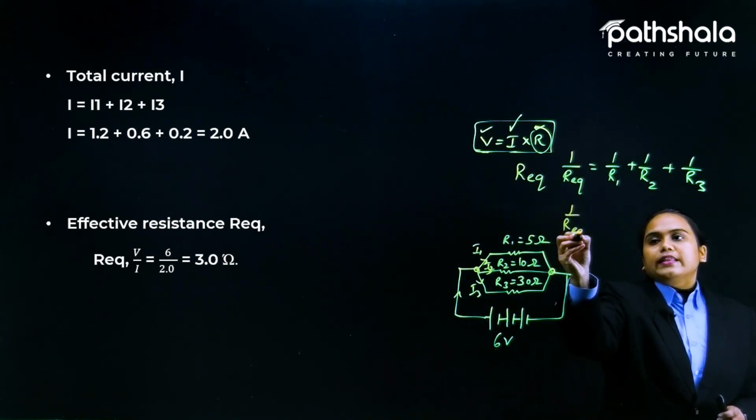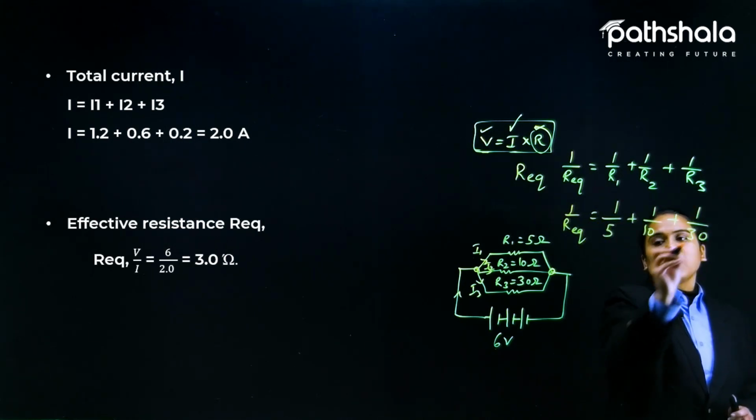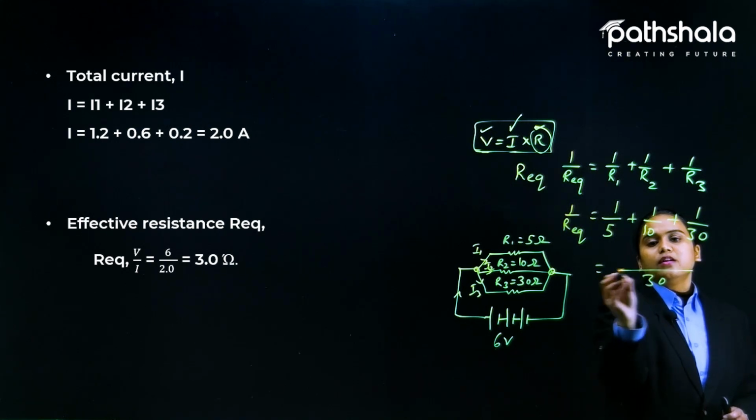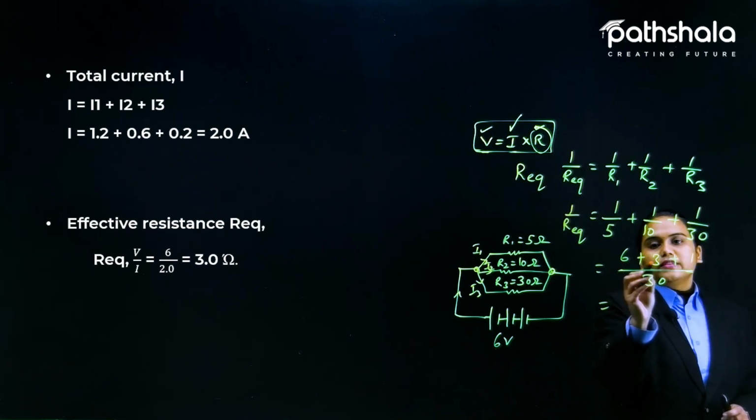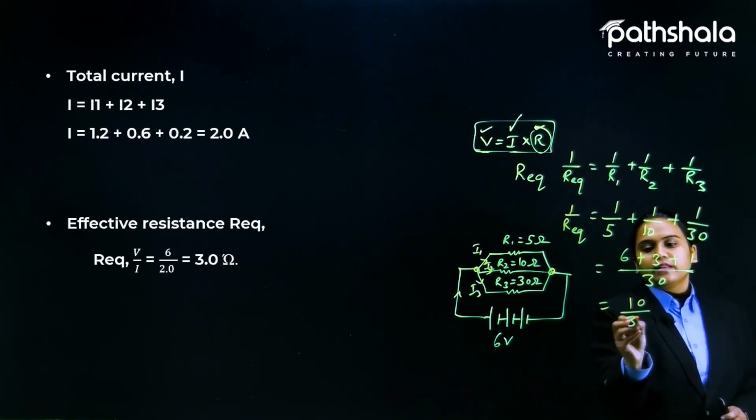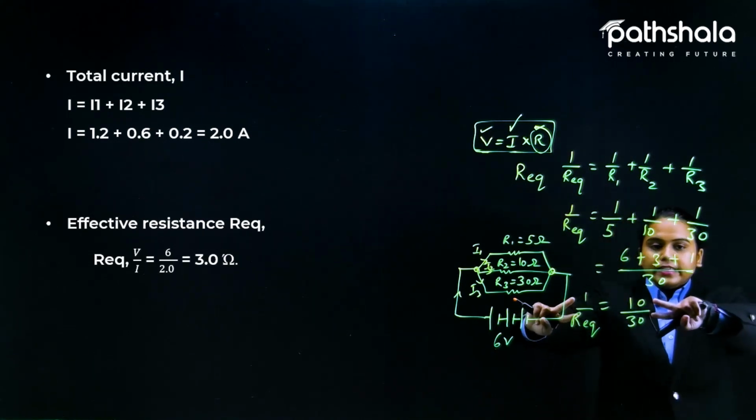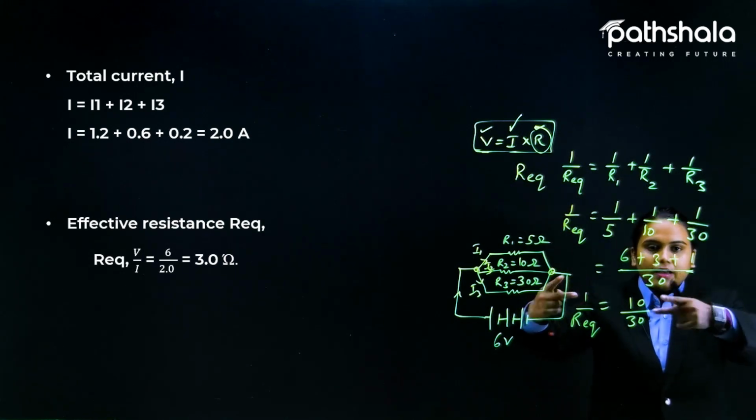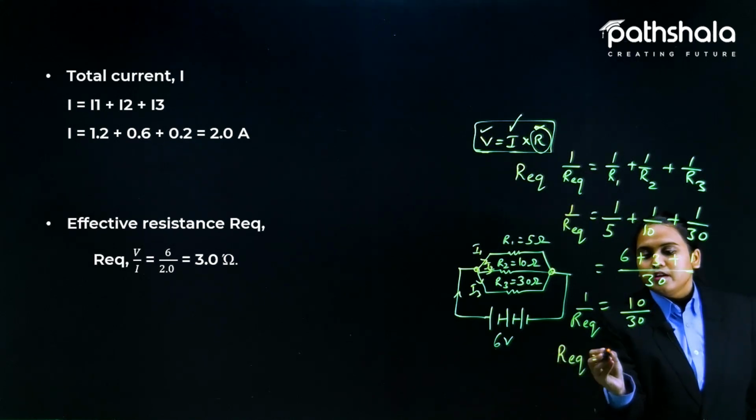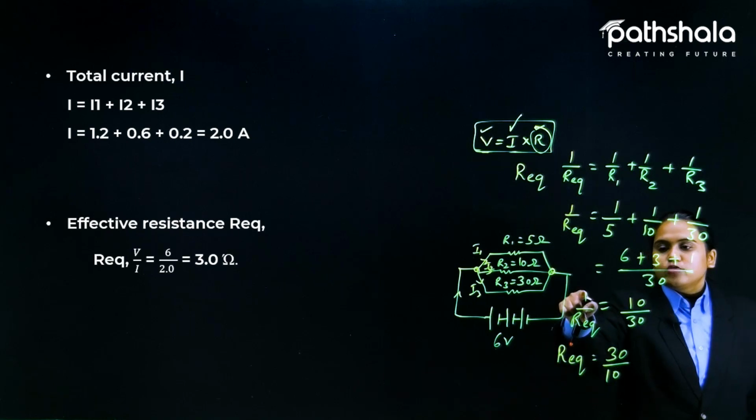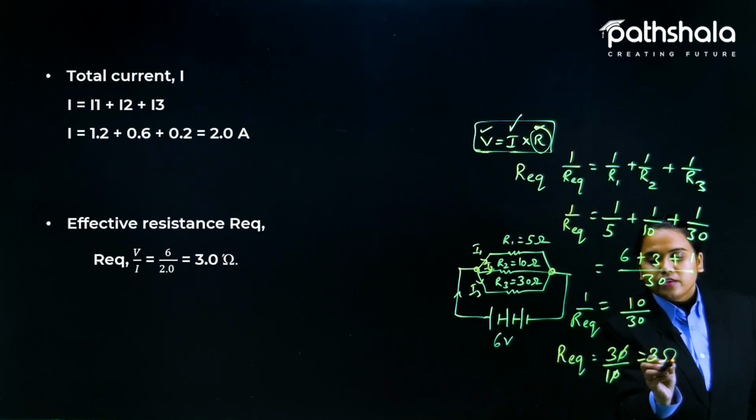So you can find it like this also: 1 upon 5 plus 1 upon 10 plus 1 upon 30. By taking the LCM 30, you will get 6 plus 3 plus 1, that is 6 plus 3 is 9, 9 plus 1 is 10, so we get 10 upon 30. And here we reverse these two values, we invert it, okay. What will R equivalent be then? 30 divided by 10. Now 0 and 0 cancel, and we get 3 ohm.